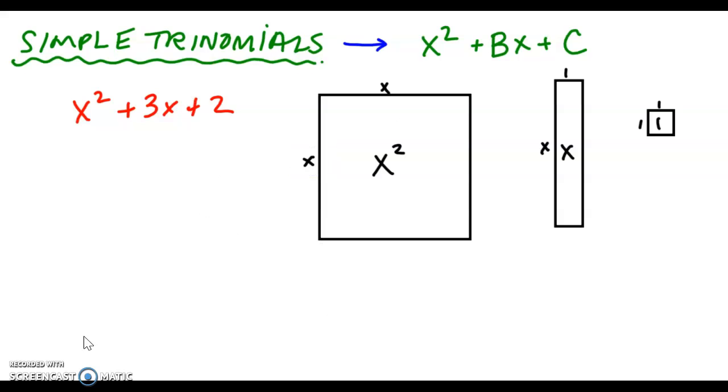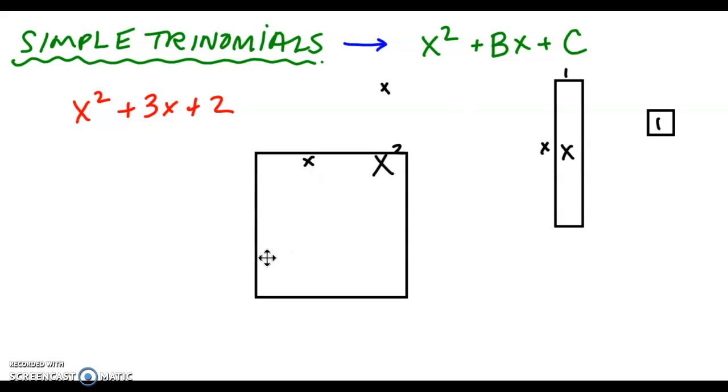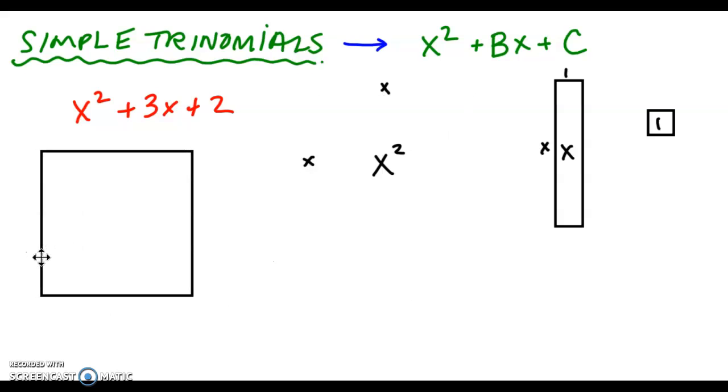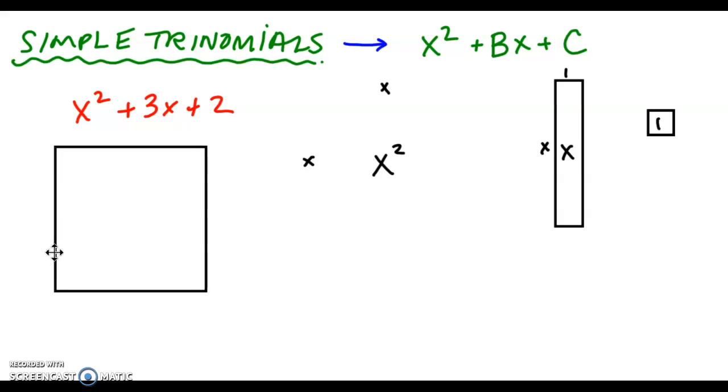Okay? So, in this case, if we want to factor x squared plus 3x plus 2, we've got one x squared tile. We've got 1, 2.